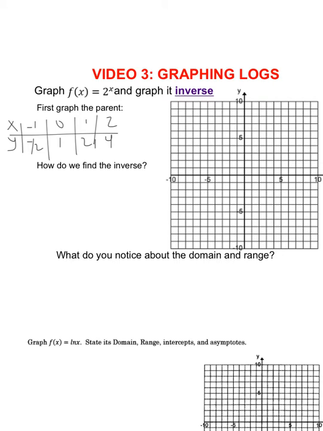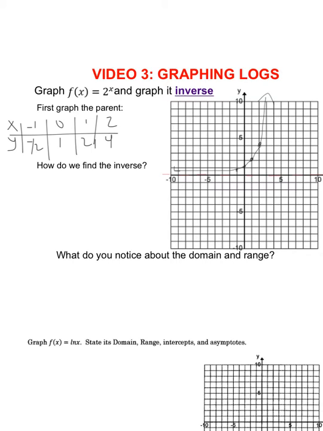Our parent function, all right, we plot our -1, 1/2, all right, 0, 1, 1, 2, and 2, 4. Put our horizontal asymptote at y equals 0 and connect our dots and get a nice pretty exponential.